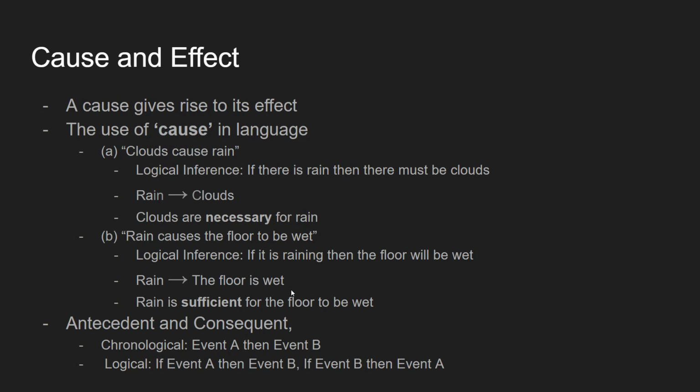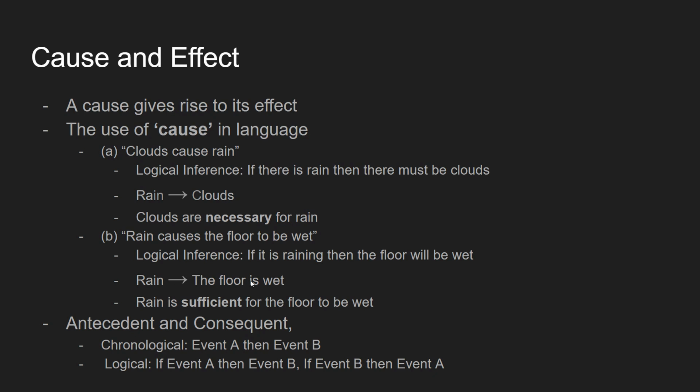And this is the other way around. So here we were saying clouds are necessary for rain, and so in this if-then statement, this is the antecedent and this is the consequent, and here we're saying that the consequent is the cause, whereas in this one we're saying that the antecedent, rain, is the cause. And in this case, rain is sufficient for the floor to be wet. What that means is the presence of rain is enough to bring about the floor being wet.